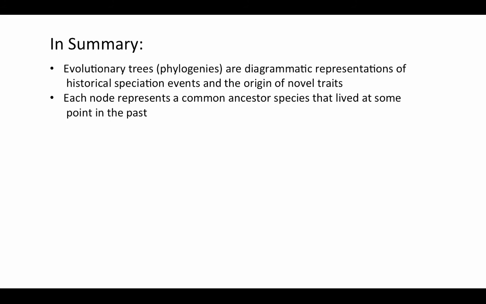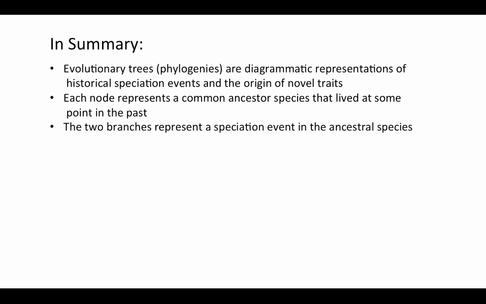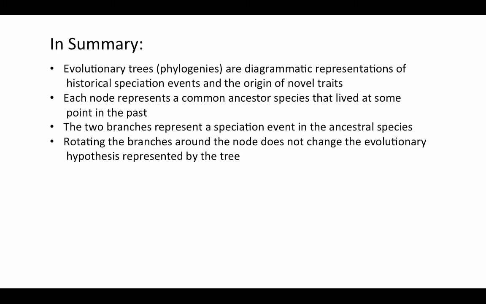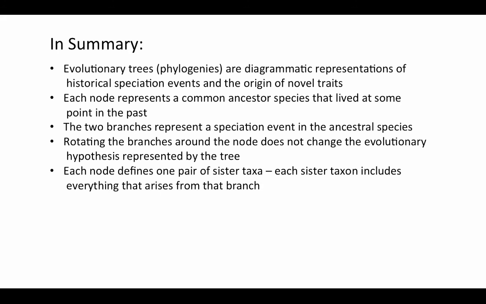Each node represents a common ancestor species that lived at some point in the past. The two branches represent a speciation event in that ancestral species. So one ancestral species splits to become two descendant species. Rotating the branches around the node does not change the evolutionary hypothesis represented by the tree. So each sister taxon includes everything that arises from that branch.